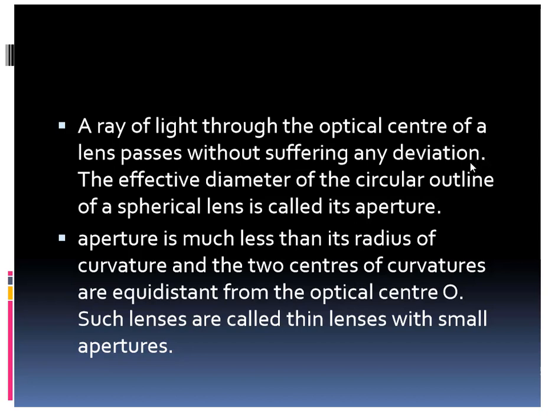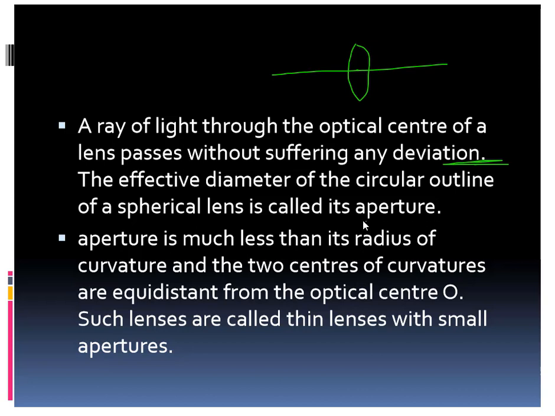These rules we have already covered in mirror. Same rule. Suppose this is a lens. This is the optical center. If a ray of light passes through the optical center, it does not get deviated. The effective diameter of the circular outline of a spherical lens is called its aperture.